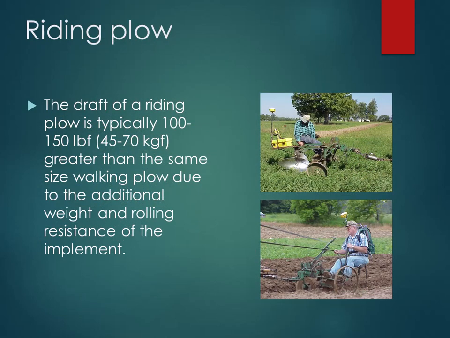The draft of a riding plow is typically 100 to 150 pounds force greater than a similar sized walking plow due to the rolling resistance of the riding plow. Soil moisture also has a big impact on plow draft. We measured a 60% increase in plow draft in the same field in dry soil in the fall compared with moist soil in the spring.